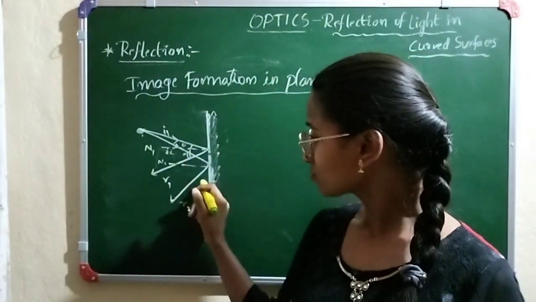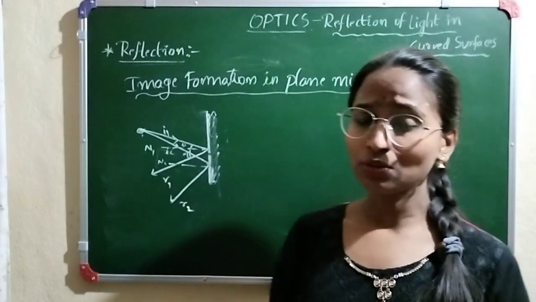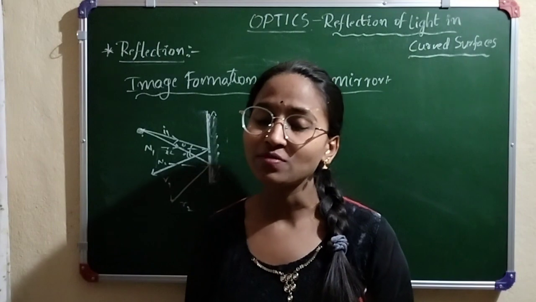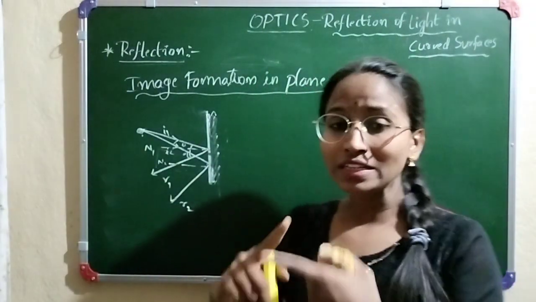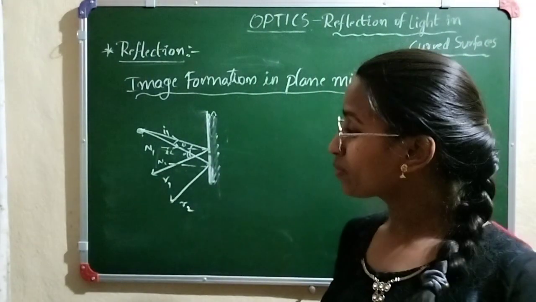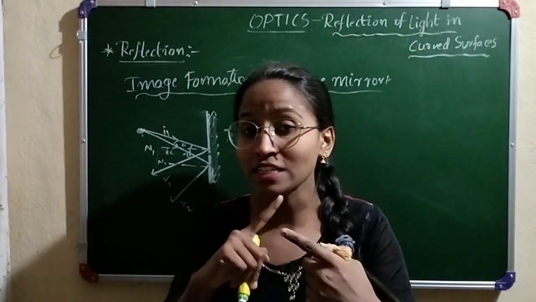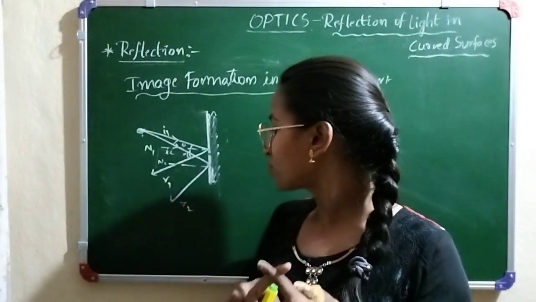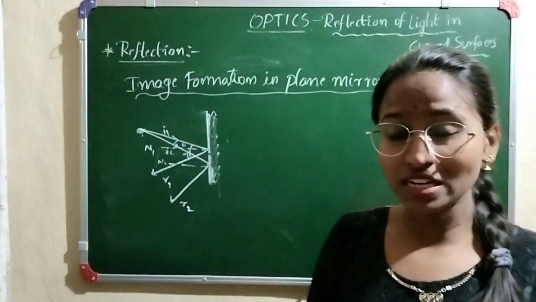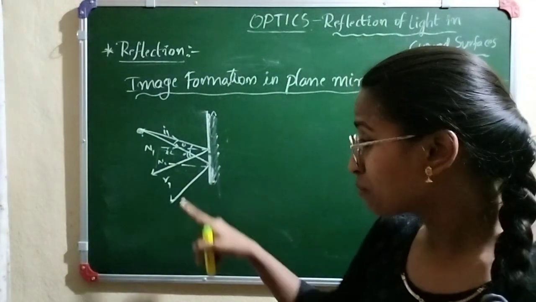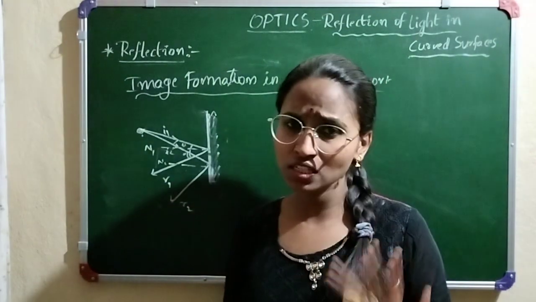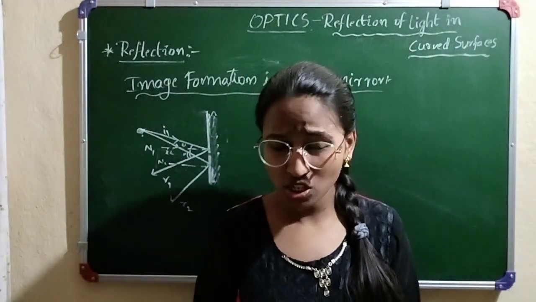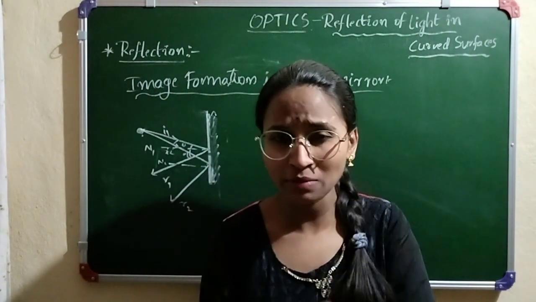After that, what will happen? Here the reflected rays are there now. These reflected rays should intersect with each other. Where the reflected rays intersect, that point is our image formation point. But here, if you see, the reflected rays are not intersecting, which means through a plane mirror there will be no image. But we can see our image in the plane mirror, right?